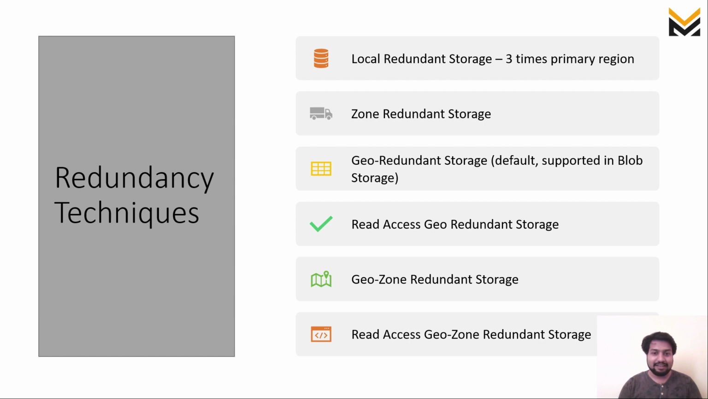The primary region is India and the US is the secondary region, then it will create a copy of India's data in the US region. Then comes the RAGZRS, that is read access Geo-Zone redundant storage. It will follow all the steps of GZRS with the implication of the secondary storage, that is on secondary storage it will only provide read access.